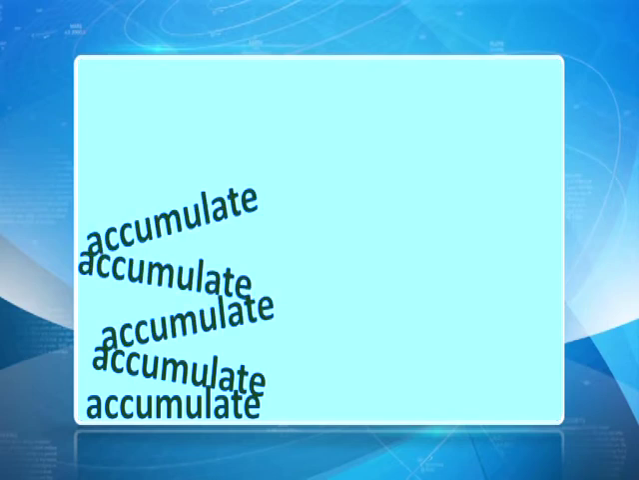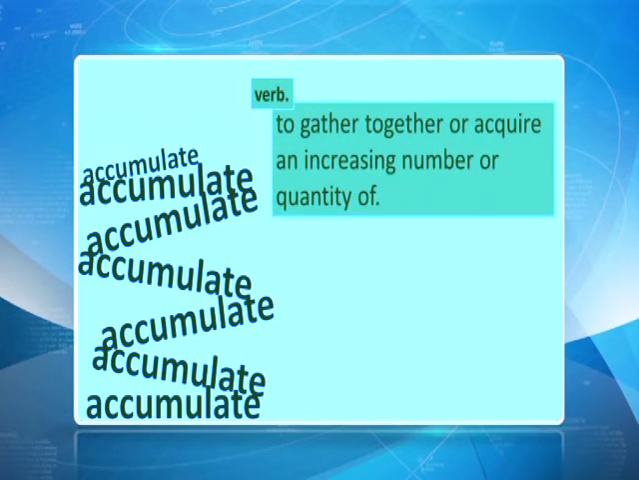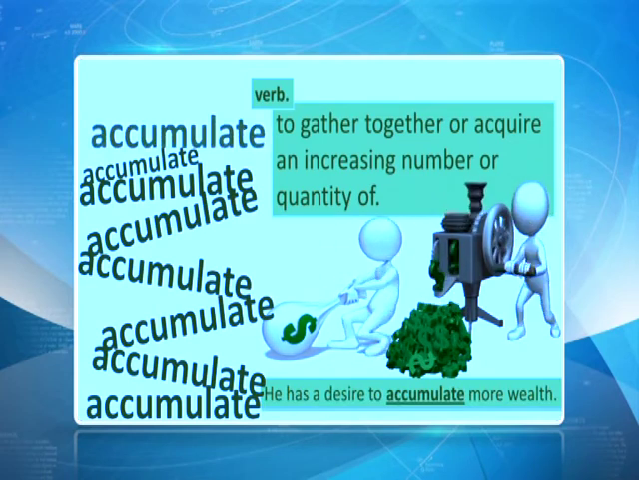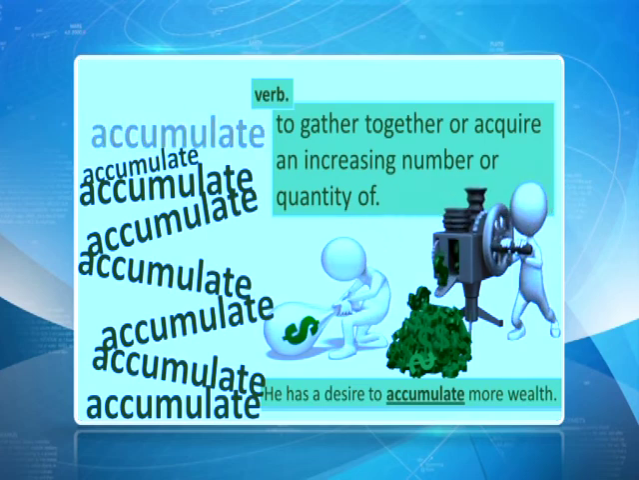What do you see over here? Accumulate. Accumulate is repeating again and again, right? It's a verb. To gather together or acquire an increasing number or quantity of. Look at the picture. He has a desire to accumulate more wealth.